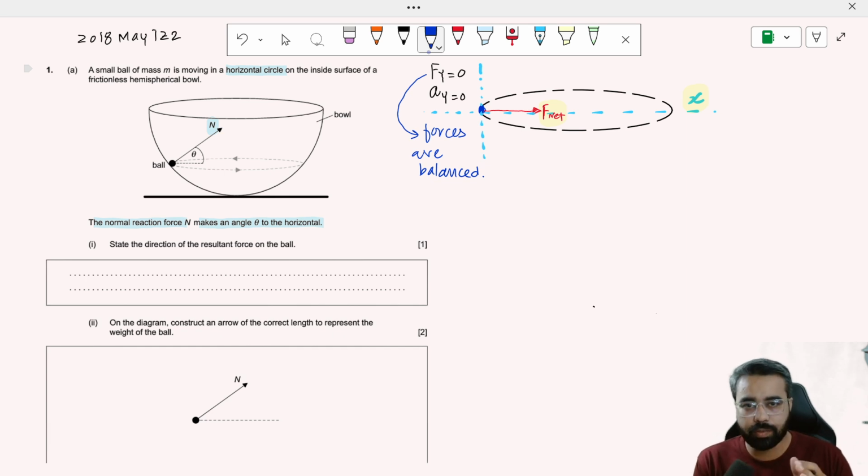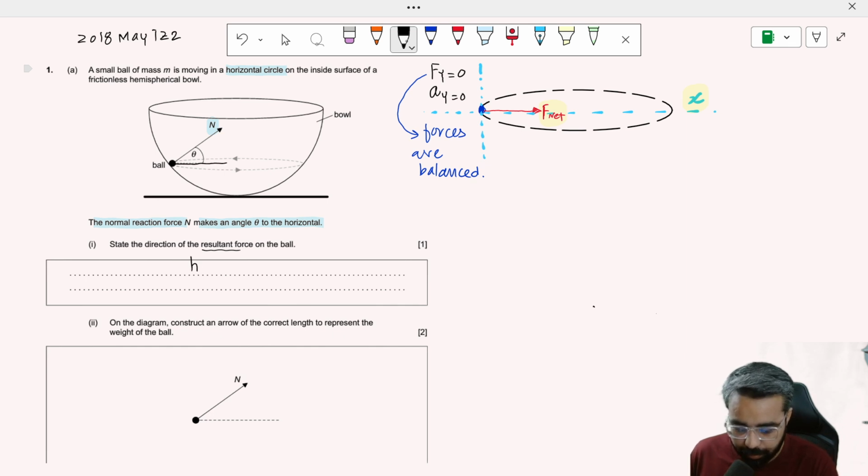So in any horizontal circular motion, either it's a mass attached to a string, I'm talking about a conical simple pendulum, or a ball moving on a table surface in a horizontal circle, in all of these motions the resultant force will be on a horizontal axis. So here we will answer that the direction of the resultant force is horizontally rightward. You should not say towards the center of the bowl, we should say horizontally rightward.